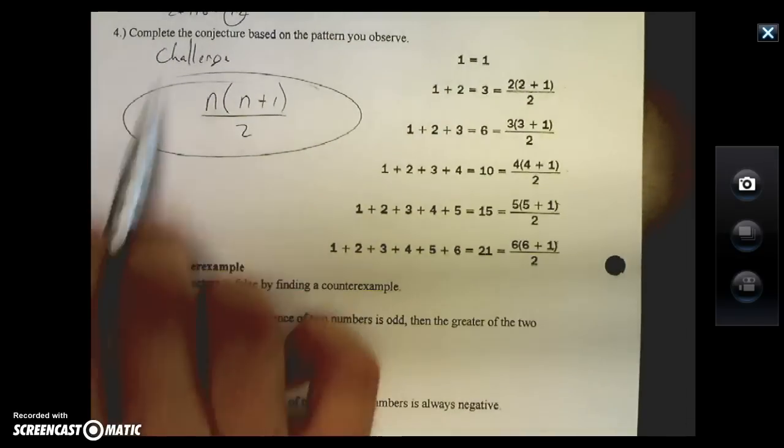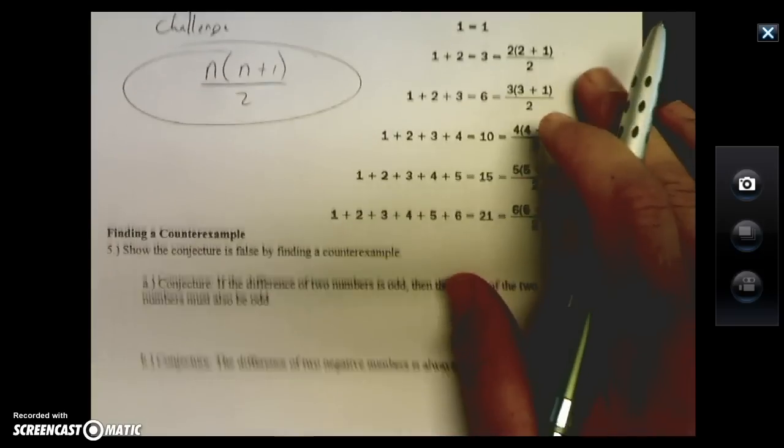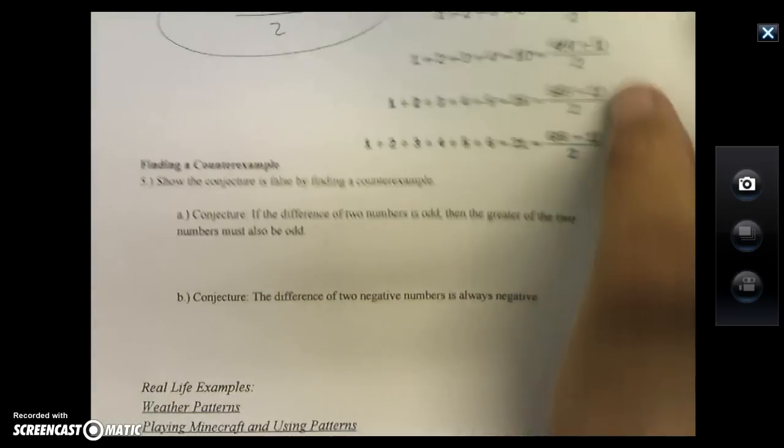Like I said, a bit of a challenge problem there, just to get you thinking more towards the later half of the year. But it's good that you see that and get exposed to it a little bit. Okay, last part here, finding a counterexample.